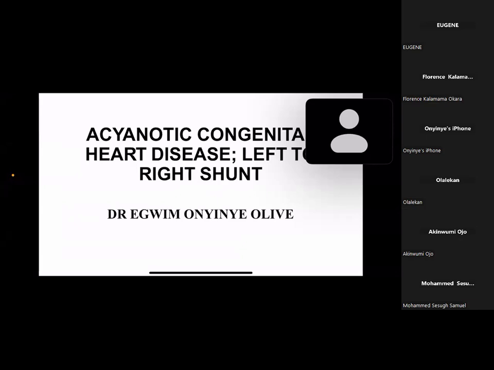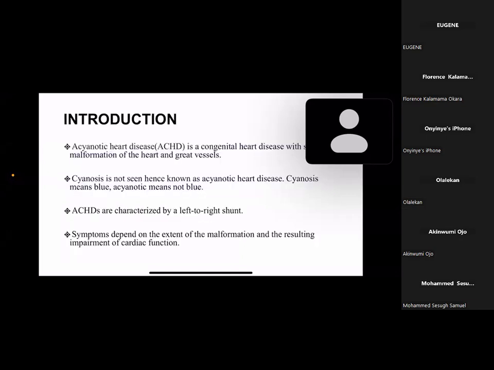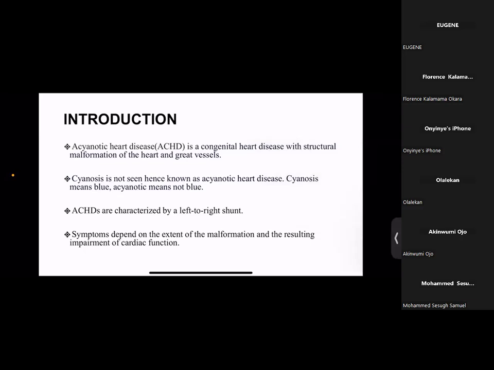Okay, so today I'll be talking on acyanotic congenital heart disease, the left to right shunt. And I'll be doing so under the following headlines. As a form of introduction, acyanotic heart disease is a congenital heart disease with structural malformation of the heart and great vessels. Cyanosis is not seen in acyanotic heart disease, hence the name.